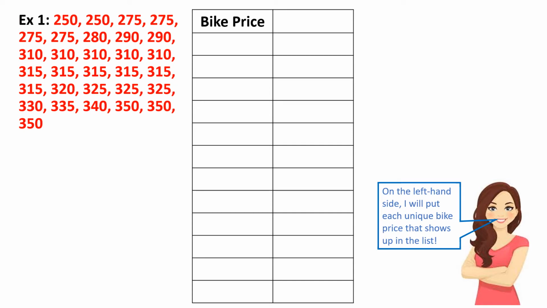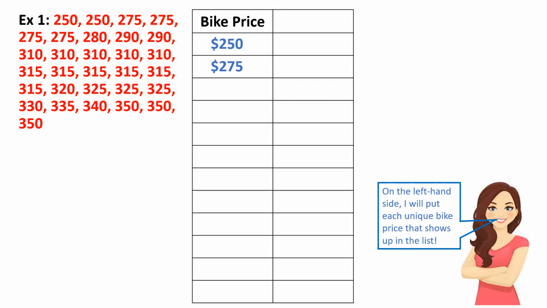On the left-hand side, I will put each unique bike price that shows up in the list. Meaning, if I see a number appear more than one time, I will only write it down once. So in my list, I see that there are two 250s, but I'm only going to write it once. I see that there are four 275s, but just like the 250, I will only write it once. And I will do this for each of the prices.